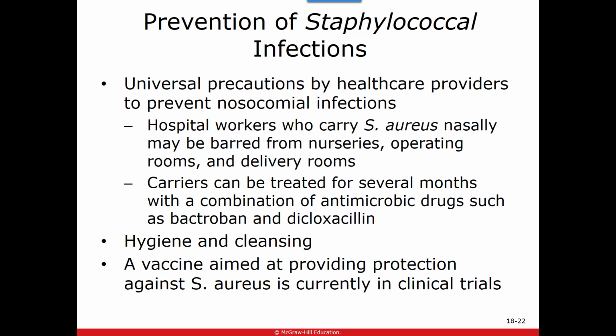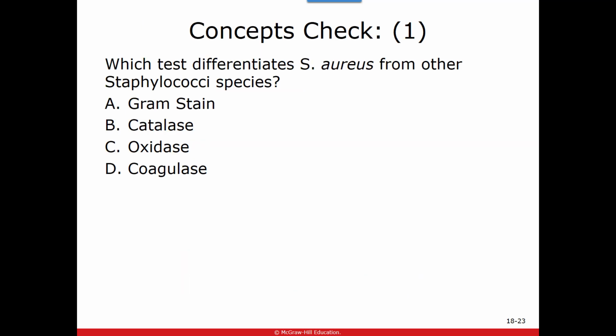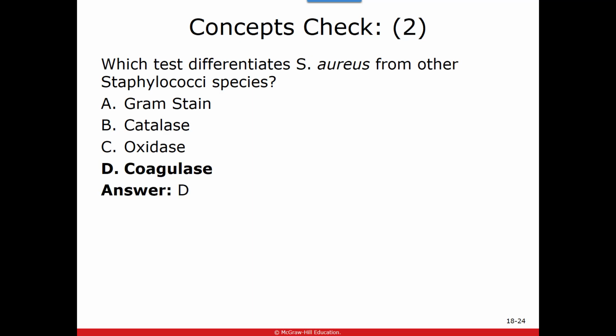Now, my first little concept check I have on here: which test differentiates Staph aureus from other Staphylococcus species? And it is the coagulase test. So, gram stain, all staph bacteria are going to look the same. They're all gram-positive, they're all purple, they're all cocci-shaped, and they all like to hang out in little bunches. All Staphylococcus are catalase positive. So that doesn't tell us which staph, it just tells us it is a staph.